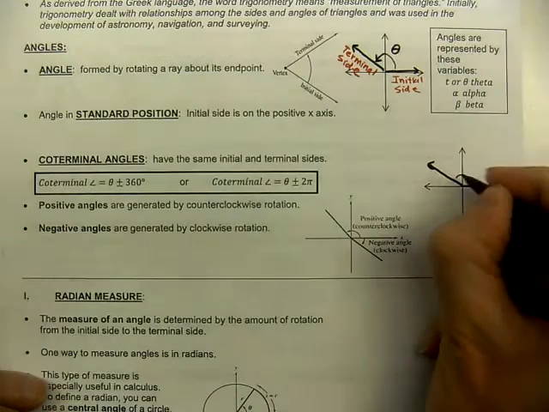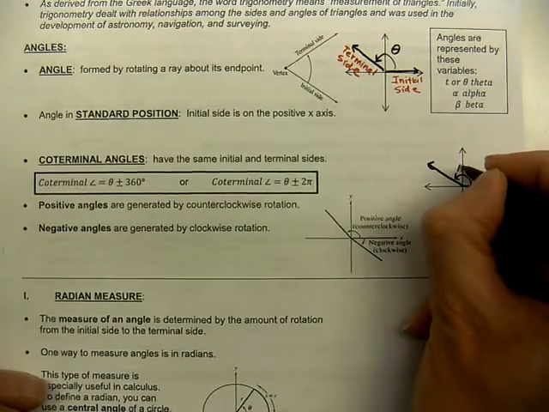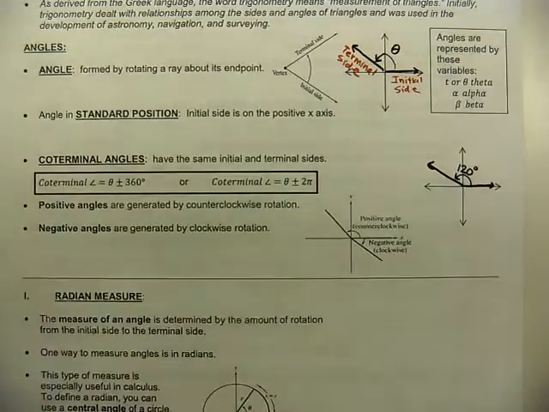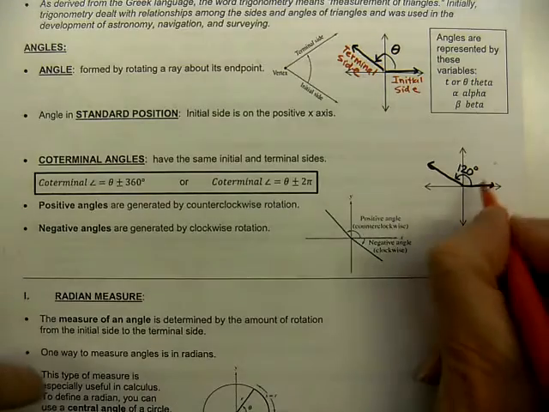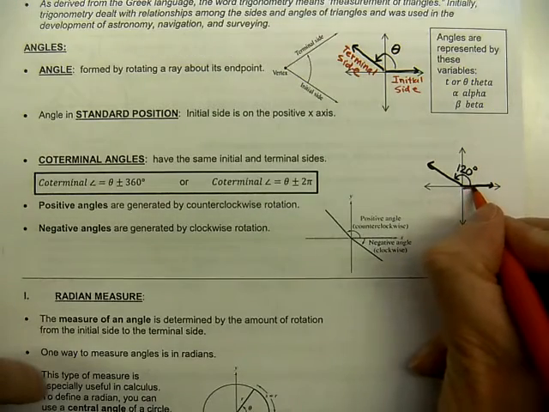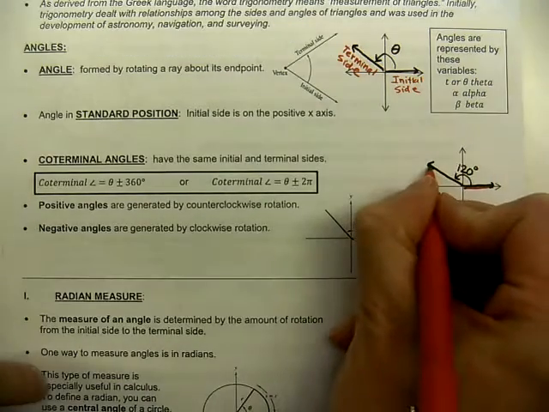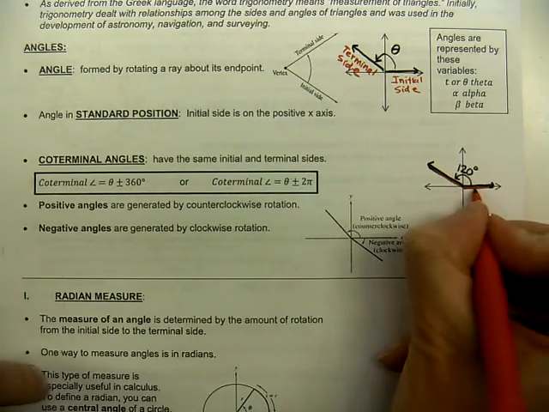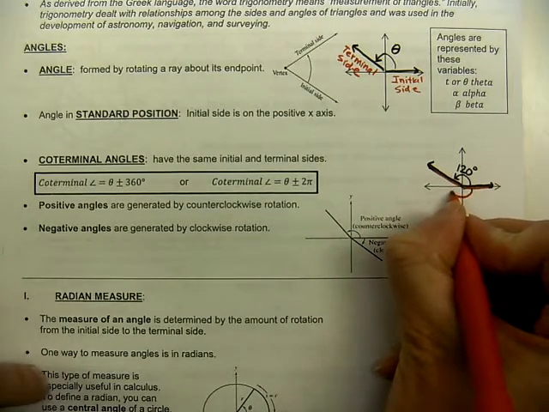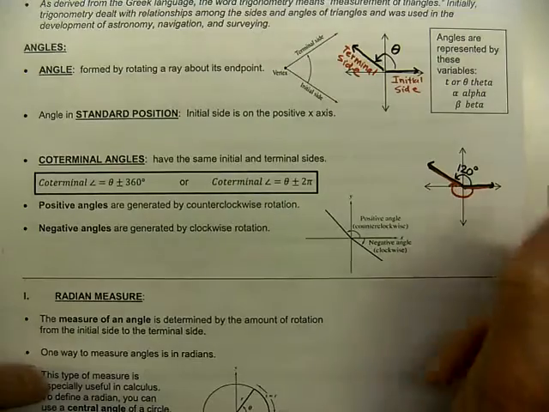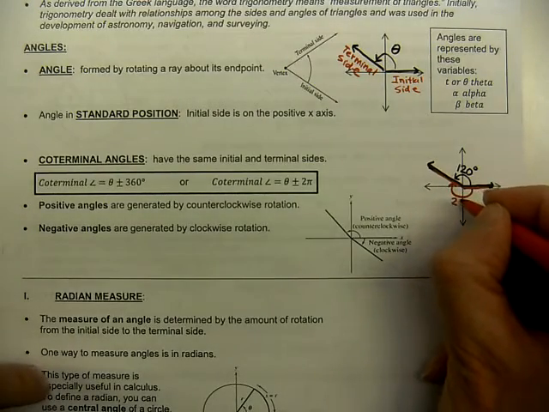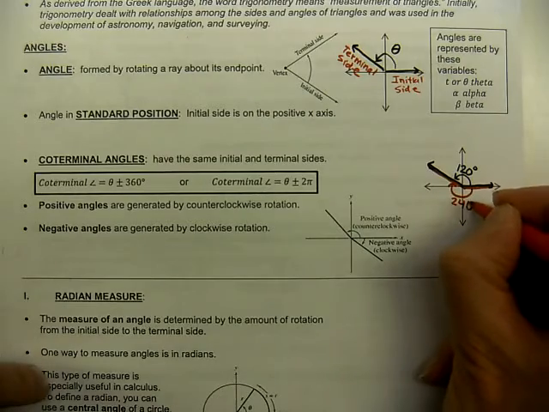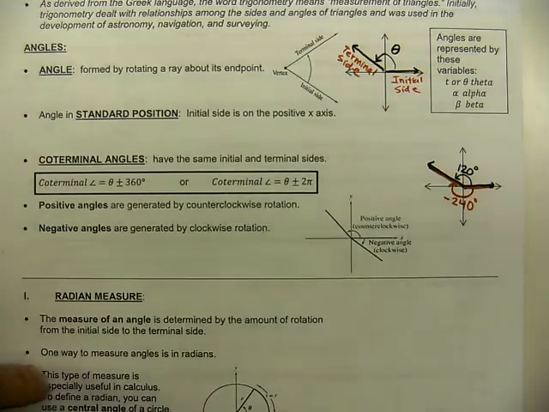So let's imagine for a moment, I didn't draw that quite to scale, but let's imagine that's 120 degrees. So if we were to start at the same initial side and finish at the same terminal side but rotate clockwise, that would also be a coterminal angle. This would be a different sized angle. It's 240, but it's not 240, it's a negative 240 because of the direction in which we're rotating.